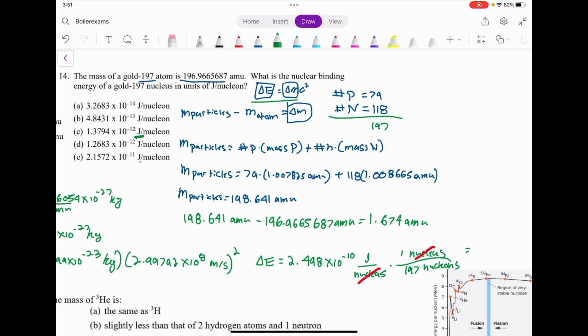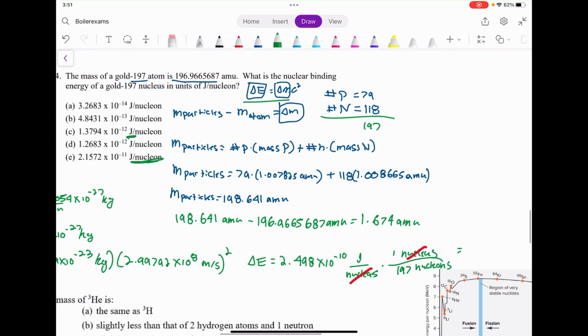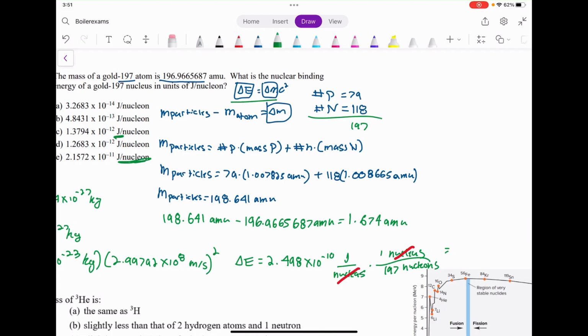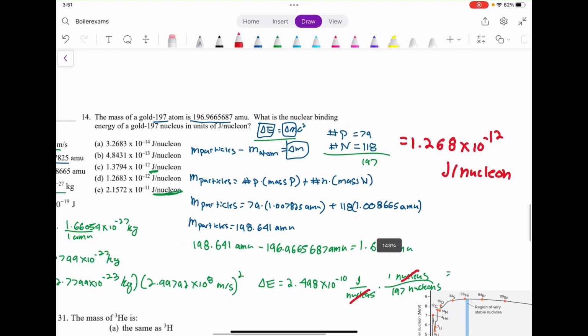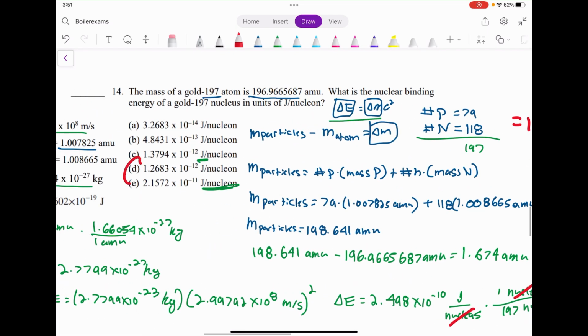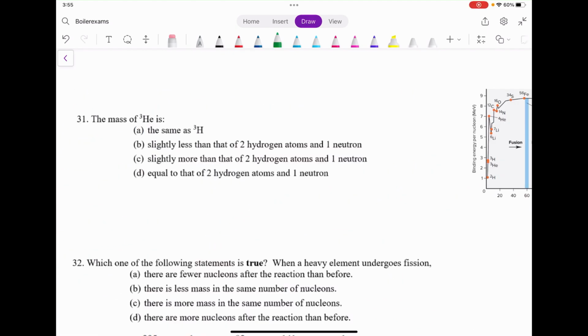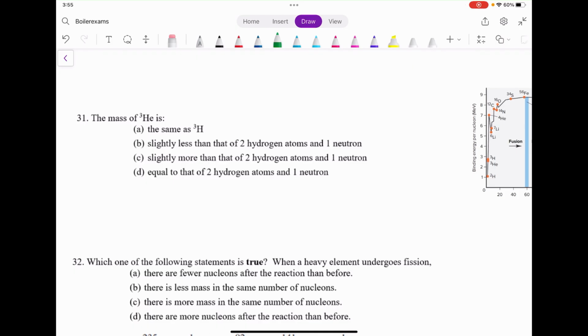The reason I did the last conversion is just because I know that's what the answer is looking for. They want joules per nucleon. So we're going to take that answer, divide it by 197, and let me write this up in red at the top. I got 1.268 times 10 to the negative 12, and that's joules per nucleon, which is D. Okay, I moved part of my mess upwards, so it's less messy now.